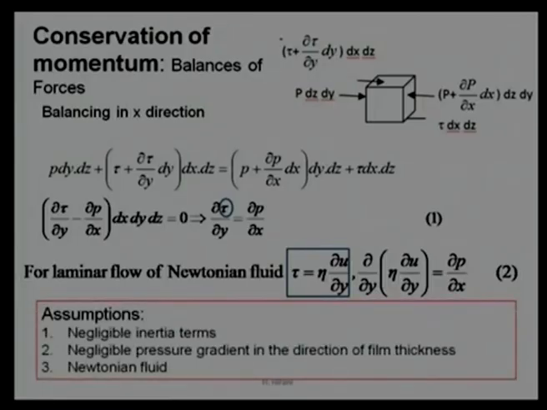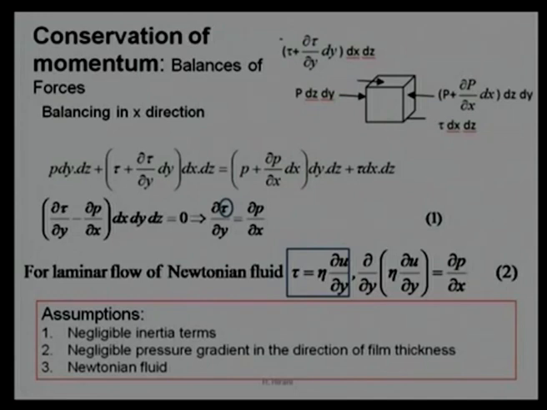So, we can list down the assumptions we have already made. We have not considered the inertia term, so we are saying the fluid has negligible inertia. That is the first assumption. Second, we have not considered the pressure gradient in the direction of film thickness. You can see pressure gradient only in the x direction. Maybe later we will consider the pressure gradient in the z direction. The film thickness direction is the y direction. We are not considering any pressure gradient term there.